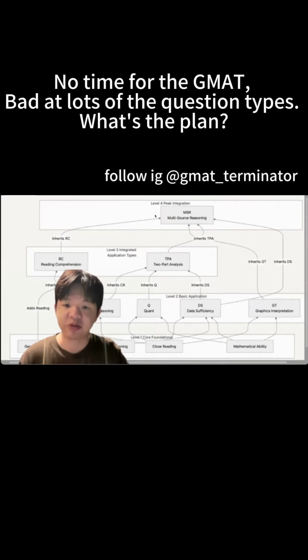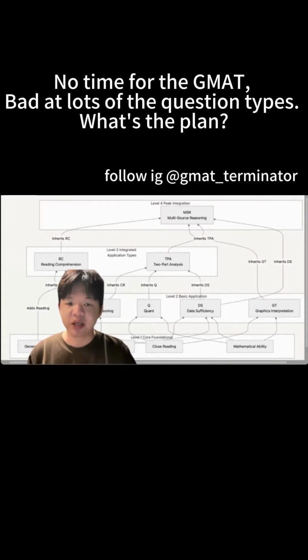All right, so this is the final layer. The purpose of this chart is that if you find yourself short on time and realize that you have several types of questions that are your weak points, for example, if you discover that both CR and Q are your weak areas, what is the shared skill between these two? It's close reading ability. So you can consider prioritizing improvement in this area.